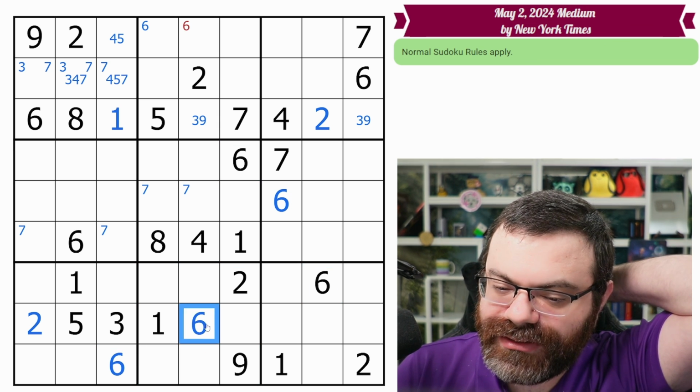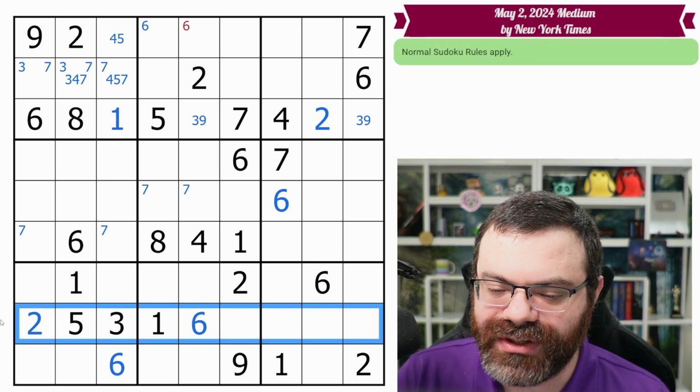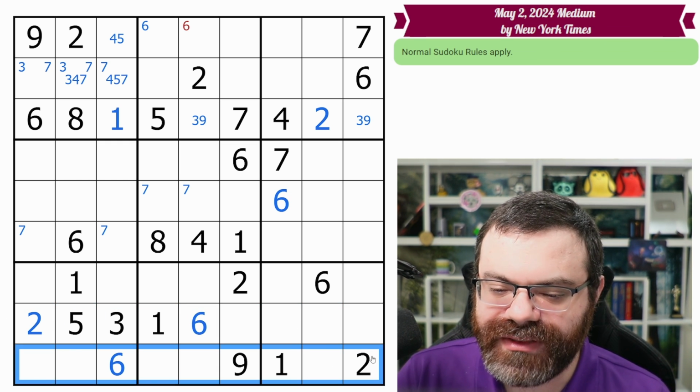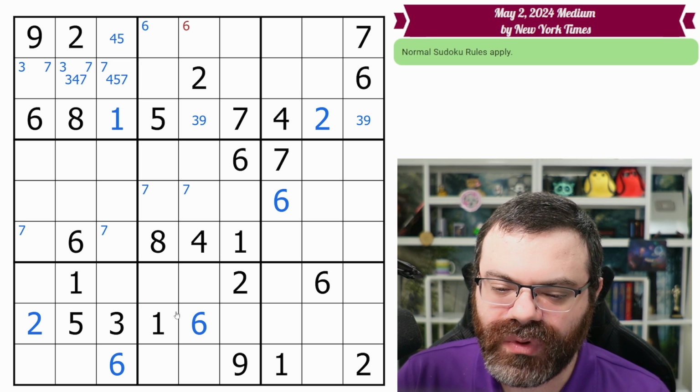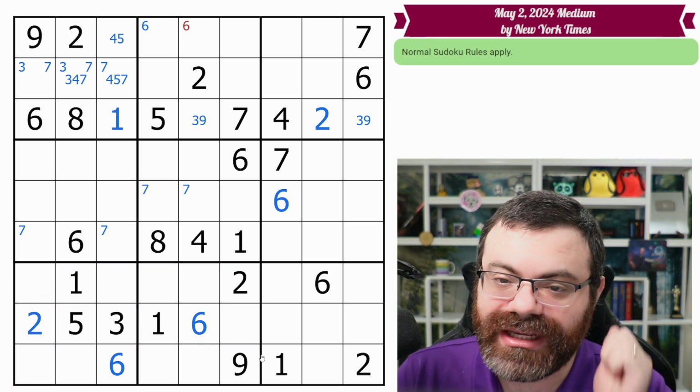So you can see how the shorthand works. It is logically correct. And it has to do with where 6 goes in this row and where 6 goes in this row as a result. Or where 6 goes in this box and where 6 goes in this box as a result. It'll give you the same logic.